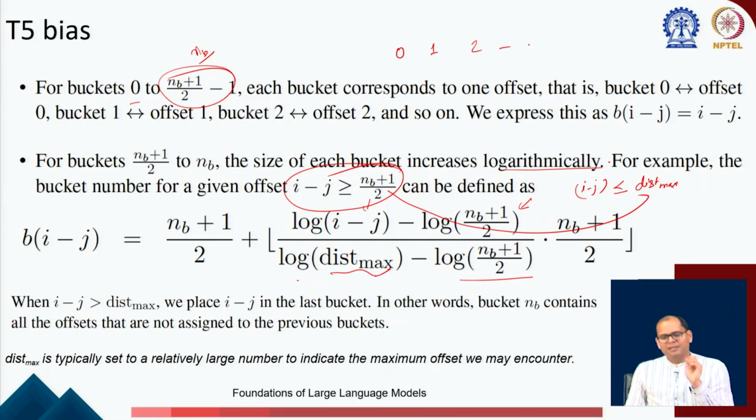So, then they said, okay, you just create another last bucket, and everything else that is beyond dist max you put in the last bucket, right. So, all the offsets that are not assigned to previous buckets will be in the bucket NB. How many buckets will be there starting from 0 up to NB? There will be NB plus 1 buckets, and that many learnable parameters you will have.